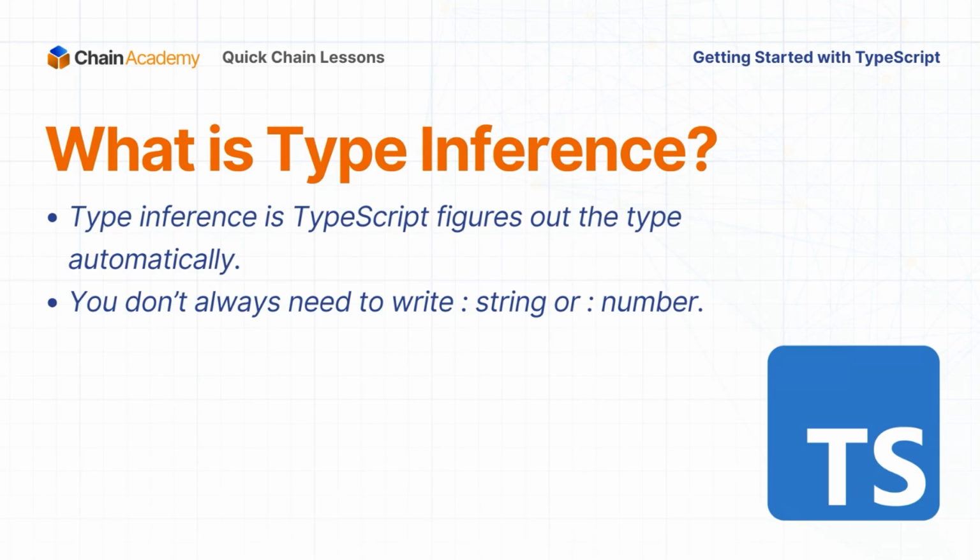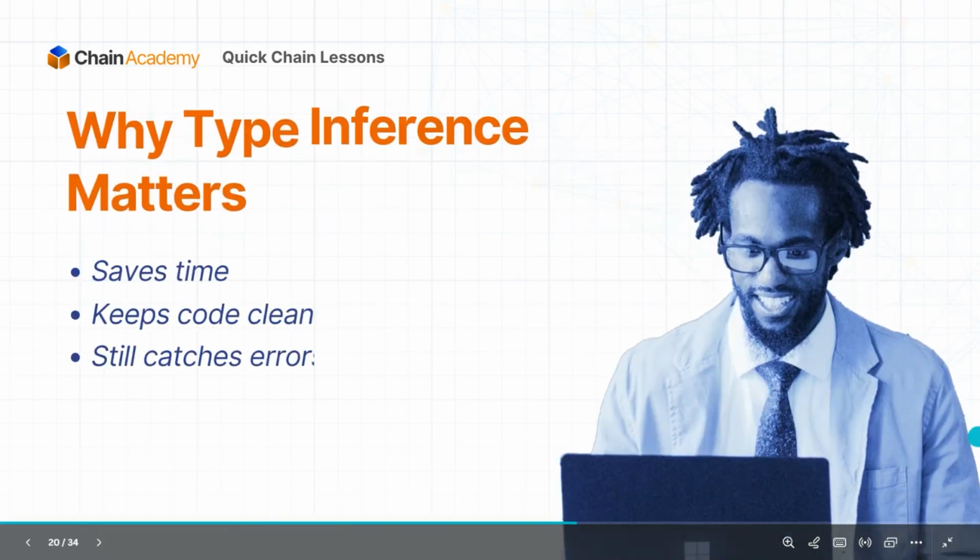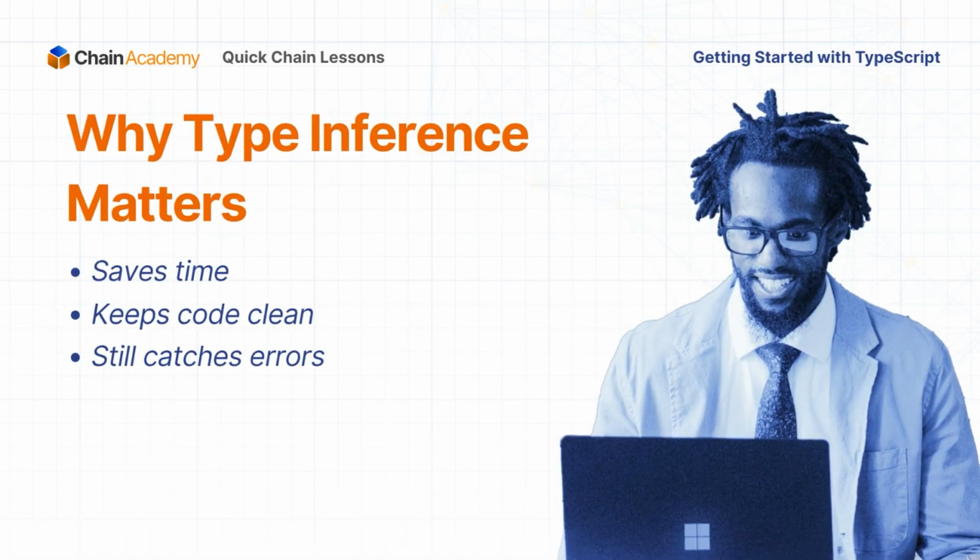This makes your code cleaner and faster to write, while still keeping all of the safety benefits, so you get the best of both worlds: less typing, fewer bugs. So, why does type inference actually matter? Well, first, it saves time. You don't have to constantly write out string, number, or any other types. TypeScript handles that for you automatically.